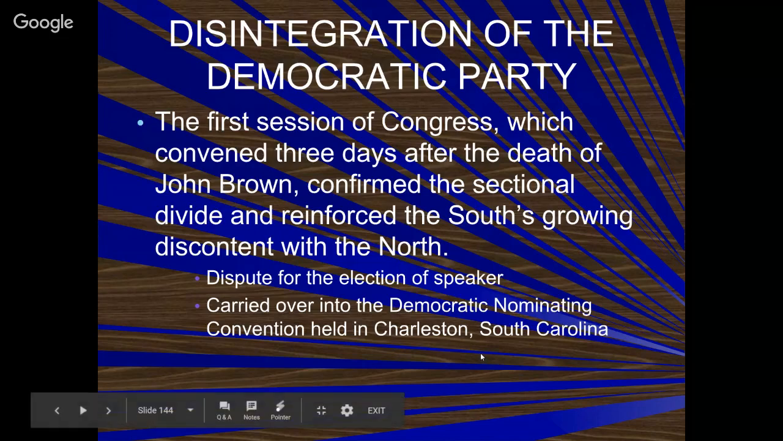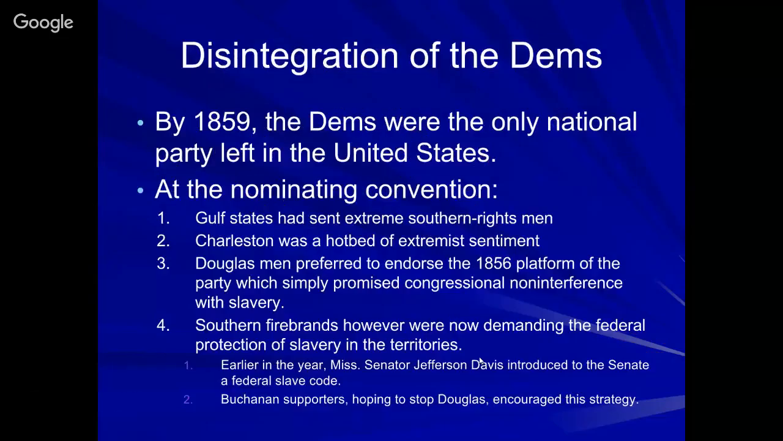Charleston was a hotbed of secession talk. It's the hub of secession, of the fire eaters. And so by 1859, the Dems were the only national party left in the United States. And at the nominating convention, the Gulf states, the lower southern states, had sent extreme southern states' rights men. Of course, like I said, the Charleston convention was a hotbed of extremist sentiment.